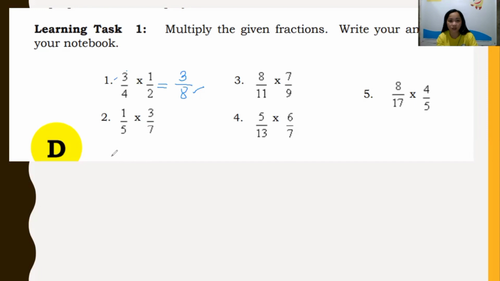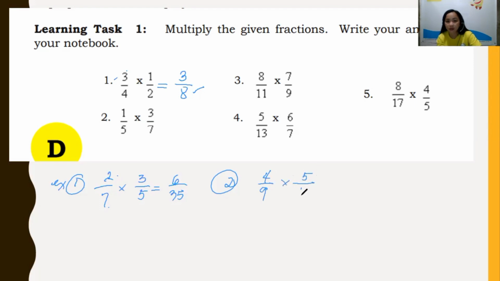Let's have another example because you are to solve these numbers. I will not give an example for number 2 to 5. Let us have another example. We have 2/7 times 3/5. So we have 2 times 3 is 6 and 7 times 5 is 35. Let's have example number 2. Let's have 4/9 times 5/12. So we have 4 times 5 is 20 and 9 times 12 is 108.